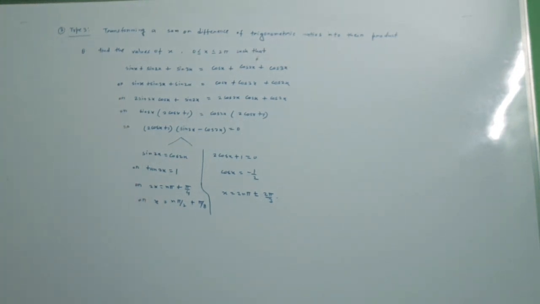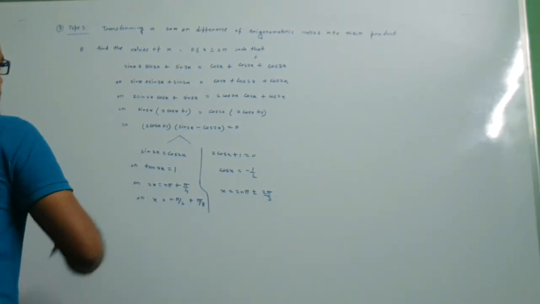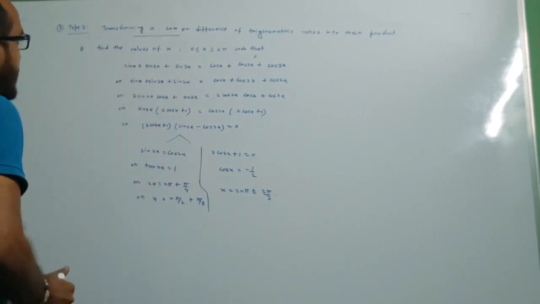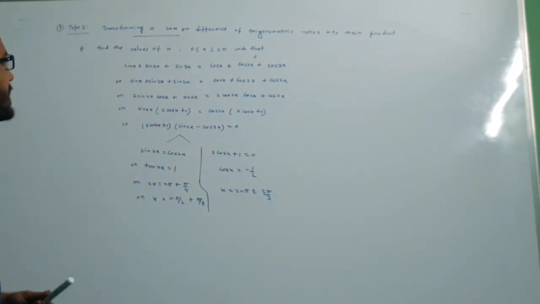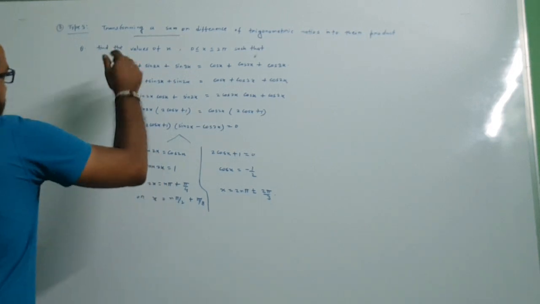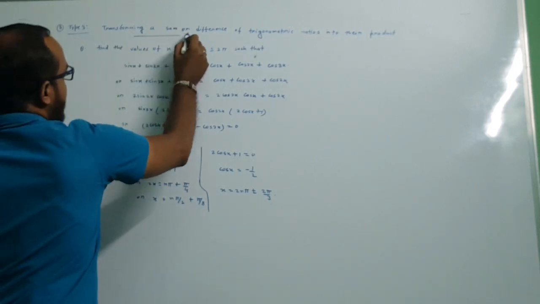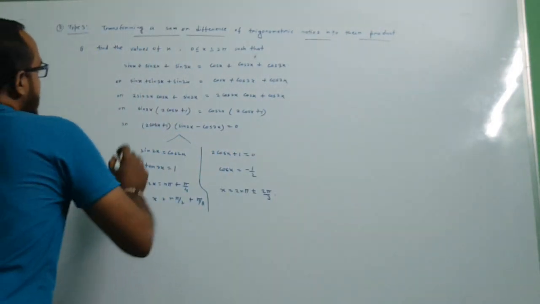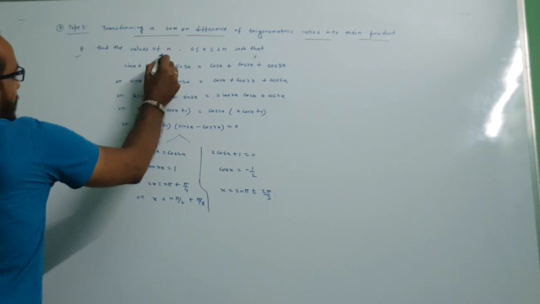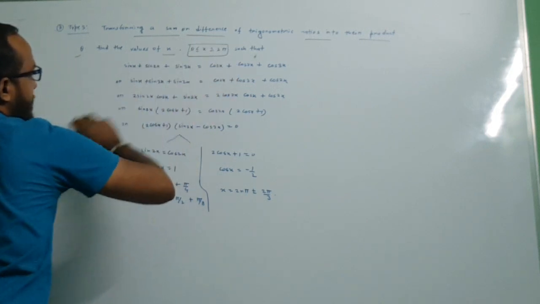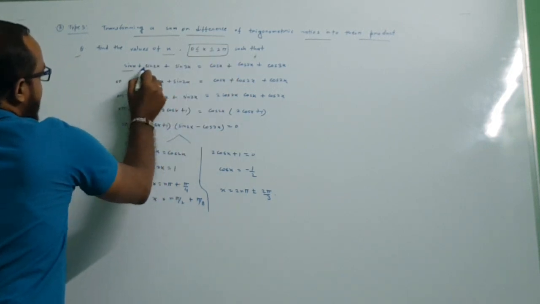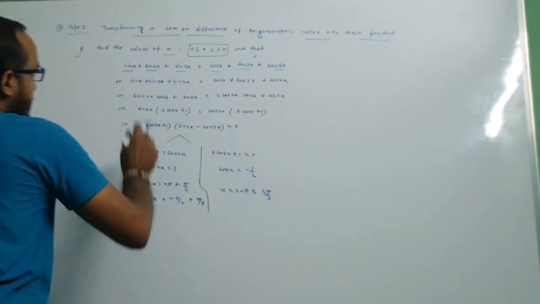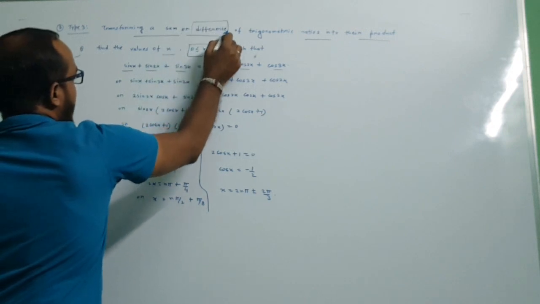So moving forward to our type 3, that is transforming a sum. They will give you a trigonometric equation, and that equation can be transformed from a sum or difference of trigonometric ratios into their product. Let us see one question. Find the value of x, in the principal value range, such that sin x plus sin 2x plus sin 3x equals cos x plus cos 2x plus cos 3x. That is given in the form of a sum.